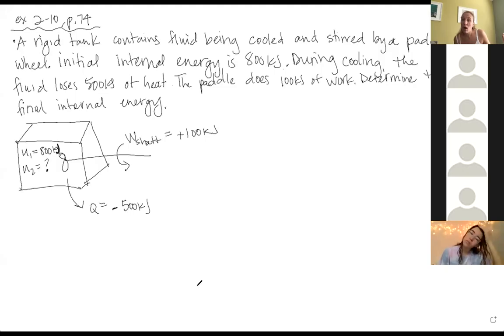The system is cooling off. It's losing heat. It's getting cooler. The molecules should be less excited. There should be less internal energy. So it should be lower. That's one thing to check our value.